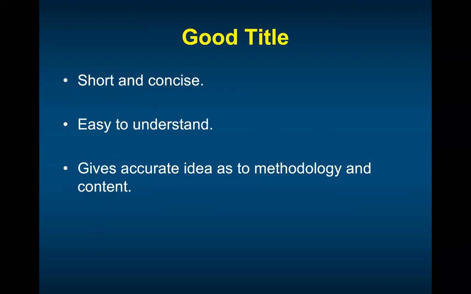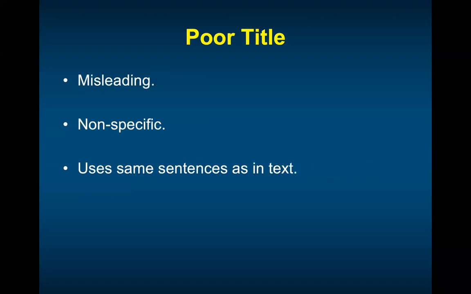For a scientific paper, please note, you are not writing for a general newspaper, okay? So it doesn't have to be flashy, it doesn't have to be exaggerated. Here we need to describe the information scientifically. So it has to be very concise and specific. Some journals will request to have the study design in the title, but not all of them. A poor title is misleading, is non-specific, or uses the same sentences as in the text.